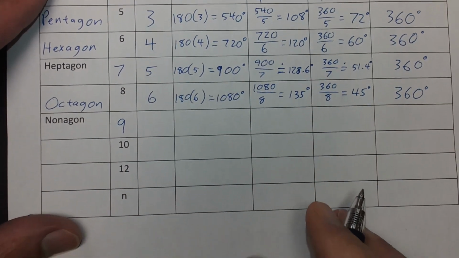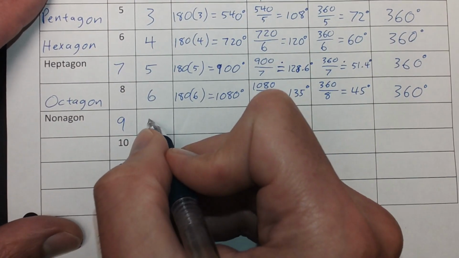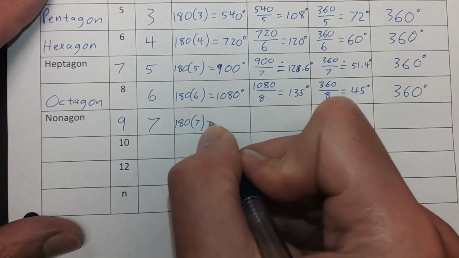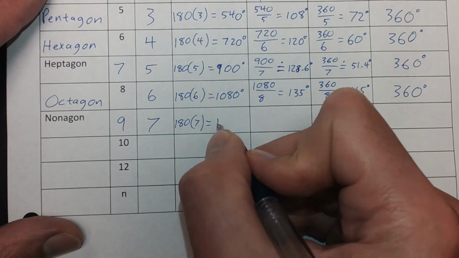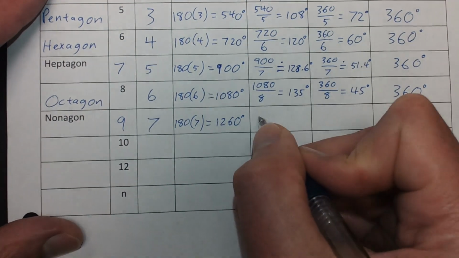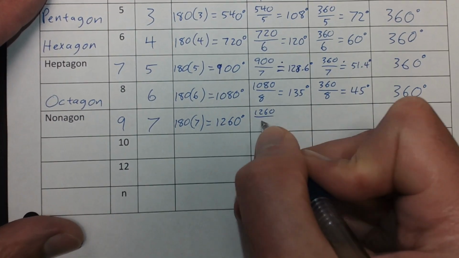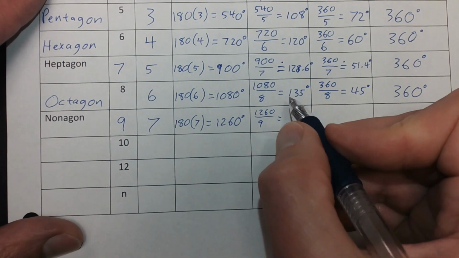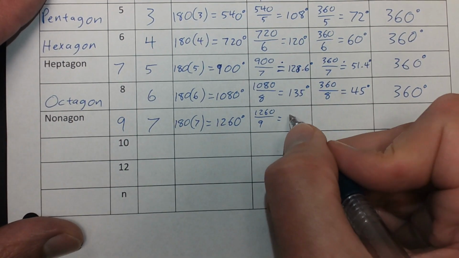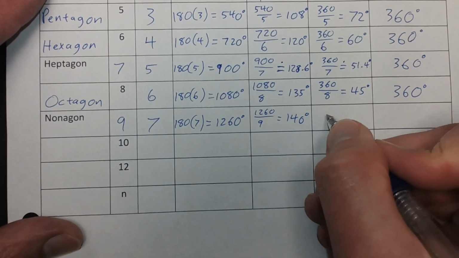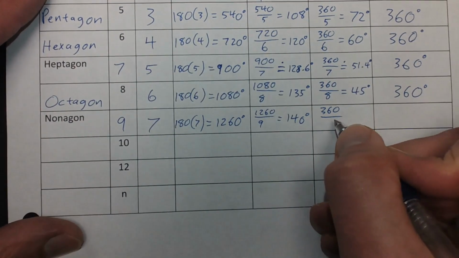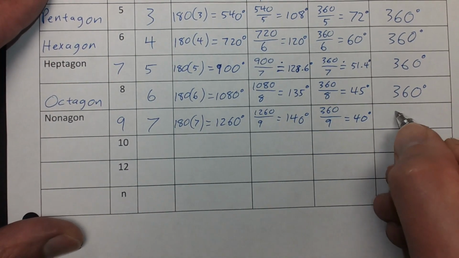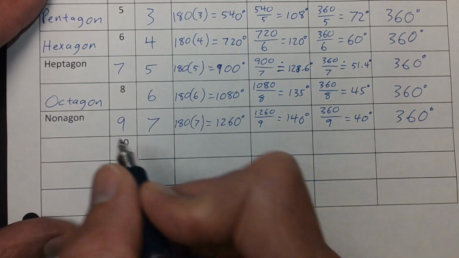Nonagon, 9-sided. How many triangles? 7. Sum of the interior, 180 times 7. And that comes out to 1260. Each interior, 1260 over 9. And that comes out to being 140 degrees. 360 over 9 gives you exactly 40 degrees for each exterior. And all the exterior angles add up to 360.